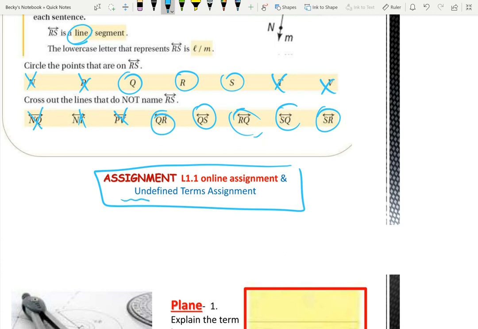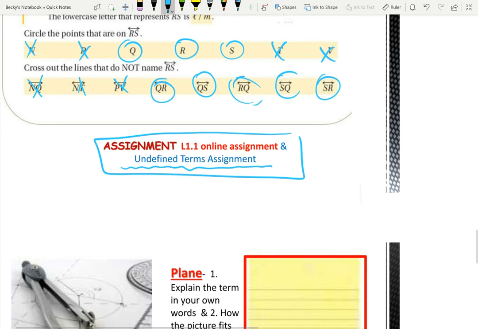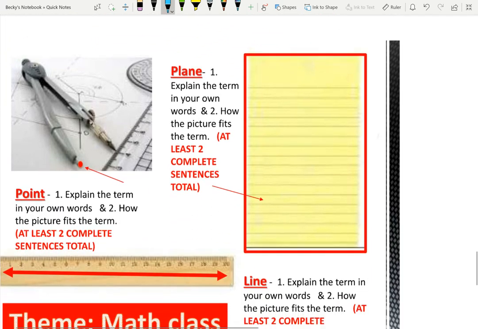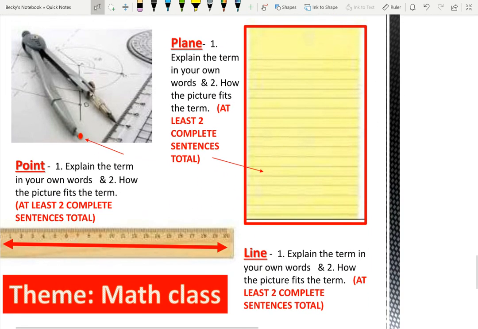I'm also going to have you do this undefined terms assignment. And this just helps you look at your surroundings and visualize points, lines, and planes. So you need to think about a theme. My theme was math class. What is flat? You look around. I mean, technically the walls could represent a plane.